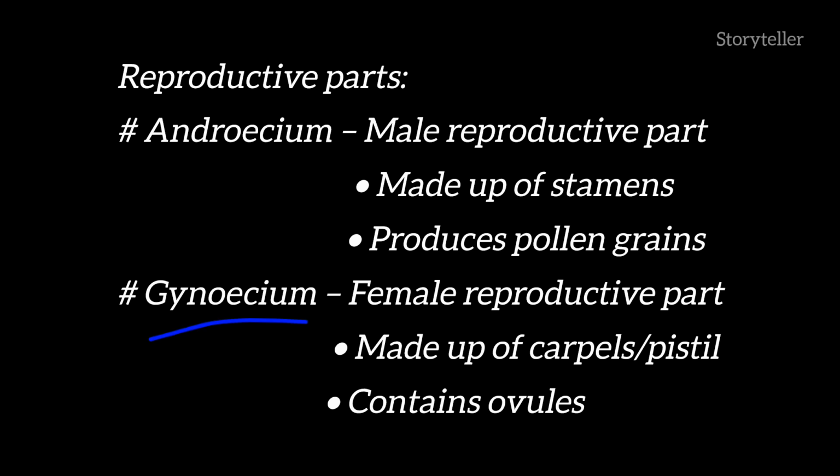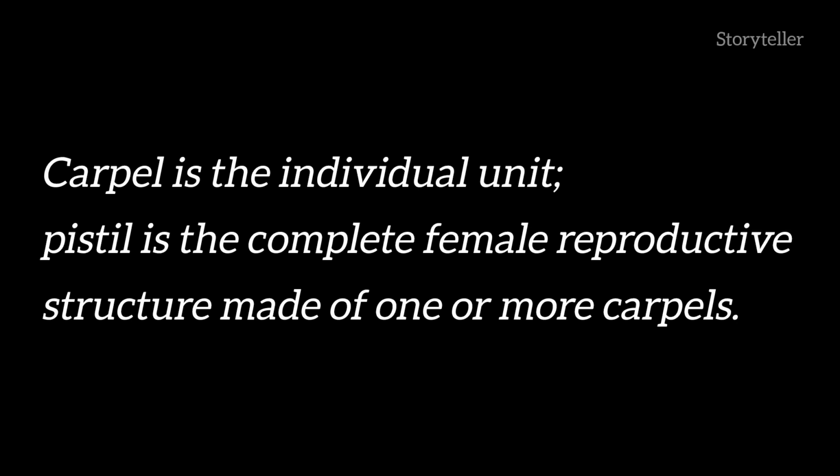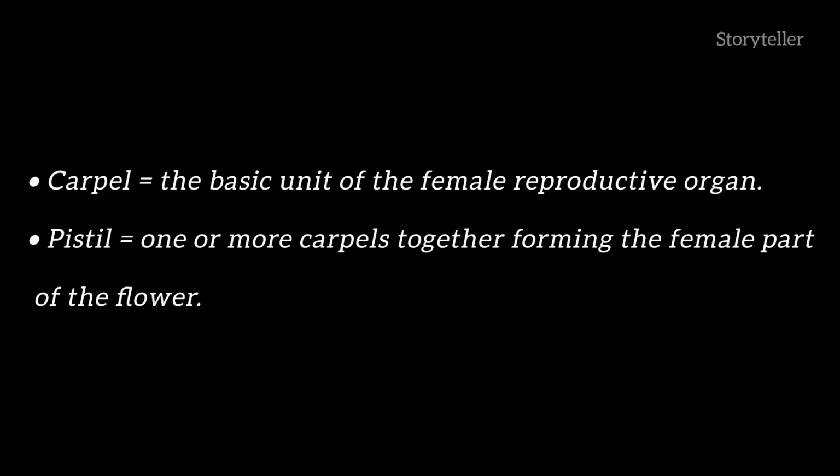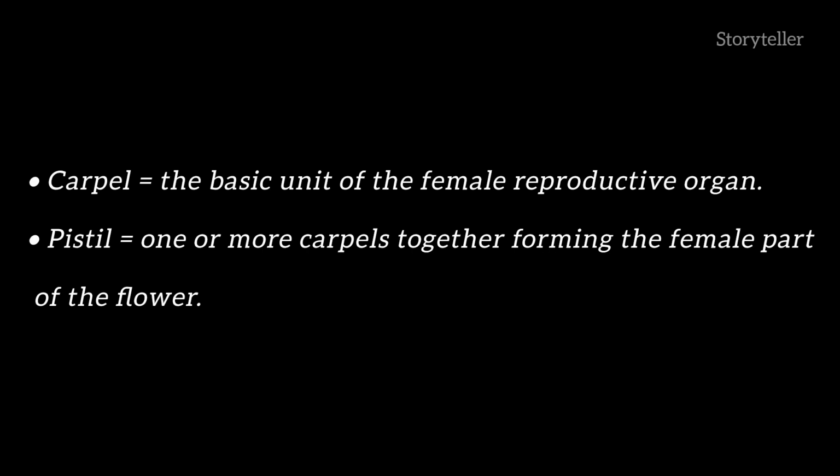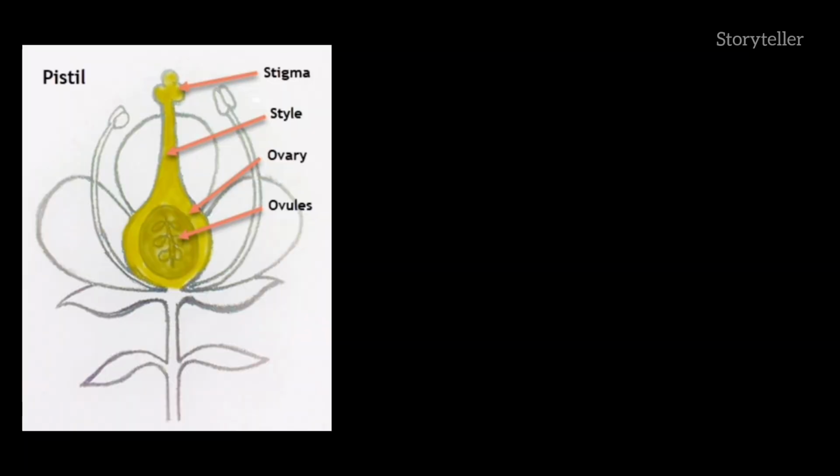Again, the female reproductive part is known as the gynoecium. Gynoecium is made up of carpels or pistil, and there is a difference between carpel and pistil. I will explain that. Carpel is the individual unit. Pistil is the complete female reproductive structure made of one or more carpels, which means carpel is the basic unit of the female reproductive organ. Maybe there is one carpel which contains one stigma, one style, and one ovary. Then it is known as a carpel. But pistil is one or more carpels together forming the female part of the flower. If there is only one carpel, then we can also say one pistil is there.